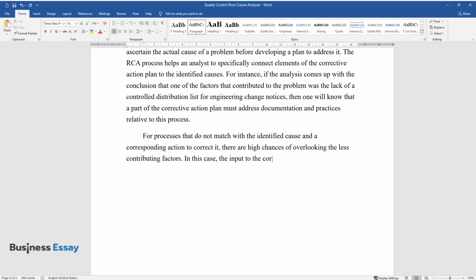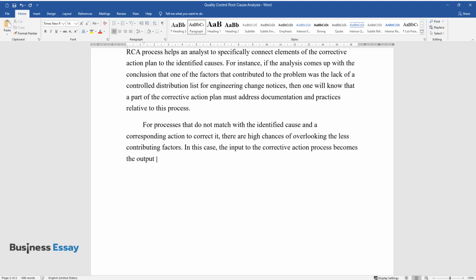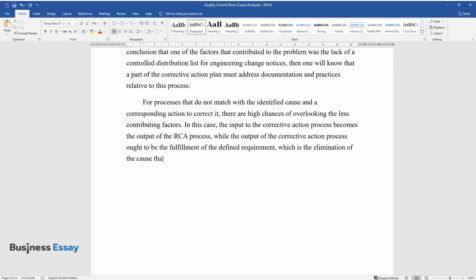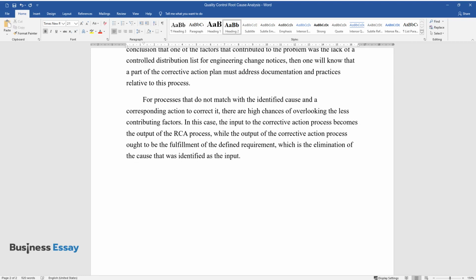In this case, the input to the corrective action process becomes the output of the RCA process, while the output of the corrective action process ought to be the fulfillment of the defined requirement, which is the elimination of the cause that was identified as the input.